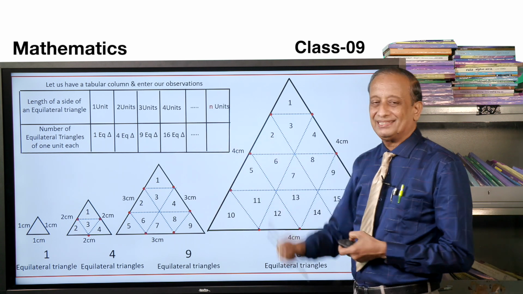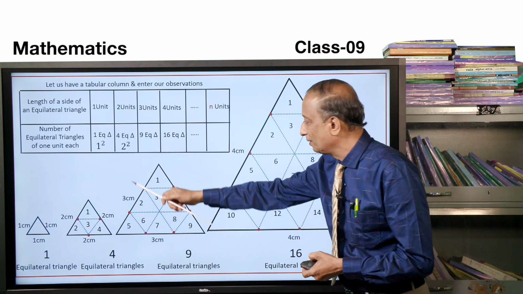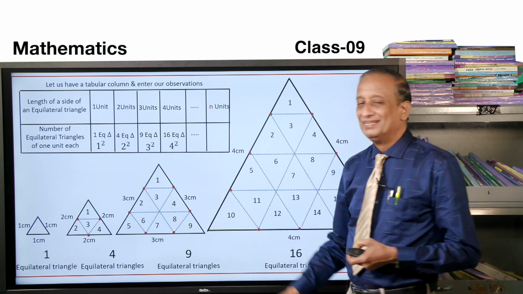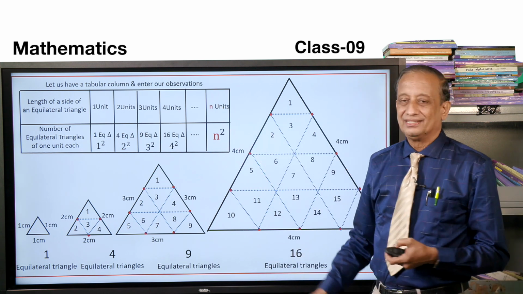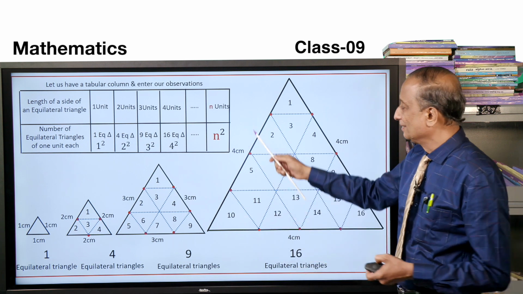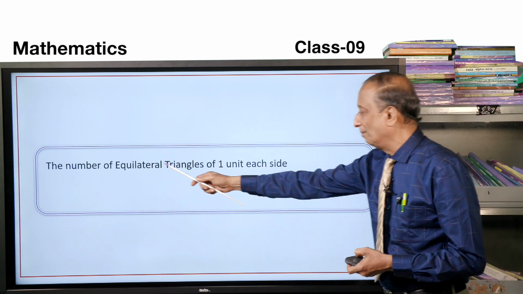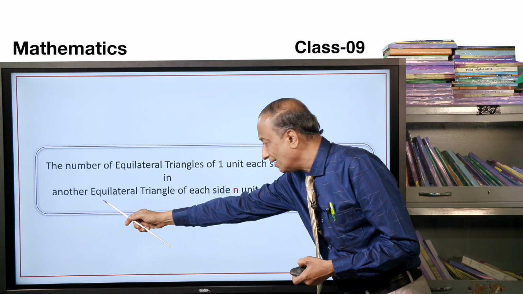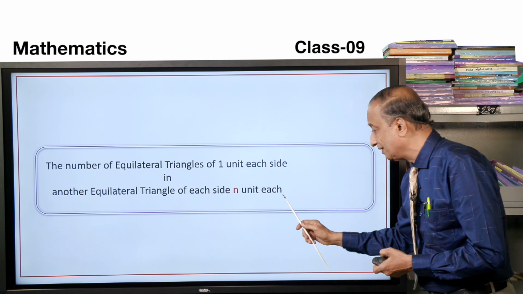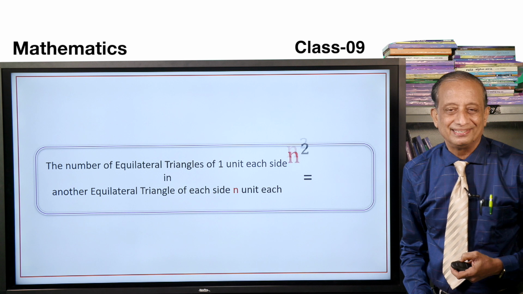If each side is n units, children, 1 can be written as 1 square, 4 is 2 square, 9 is 3 square, 16 is 4 square. So definitely you have to just square this. The square of n is nothing but n square. So n square equilateral triangles can be formed. The number of equilateral triangles of 1 unit each in another equilateral triangle of each side n units is nothing but, don't you think it is n square, children?